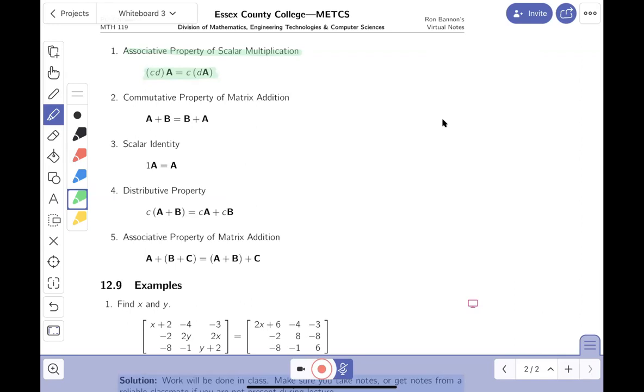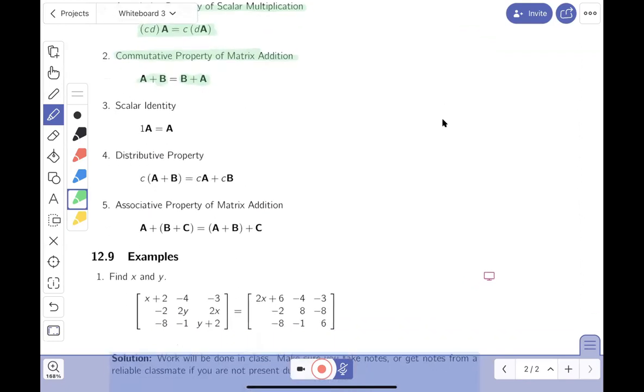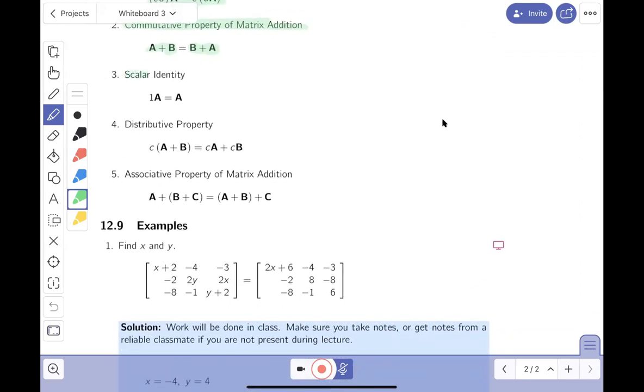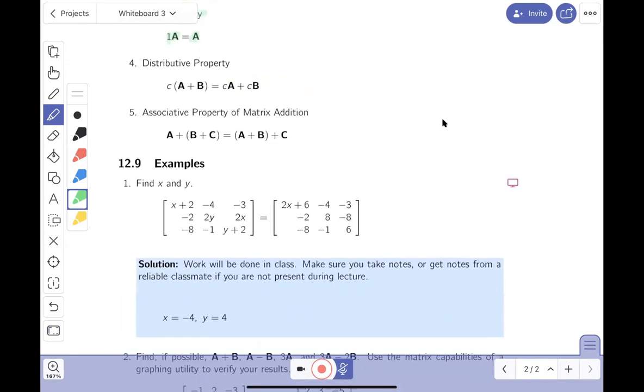All right, let's talk about the commutative property of matrix addition. What does it say? The matrix A plus the matrix B is identical to matrix B plus A. That's pretty simple. Scalar identity. 1, that's a scalar multiple of the matrix A, returns A. That's pretty simple. Something you could think of. Distributive property. What are we saying? The scalar c distributes over the sum of these two matrices.